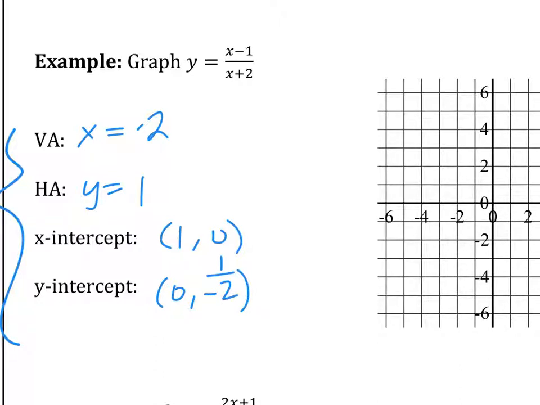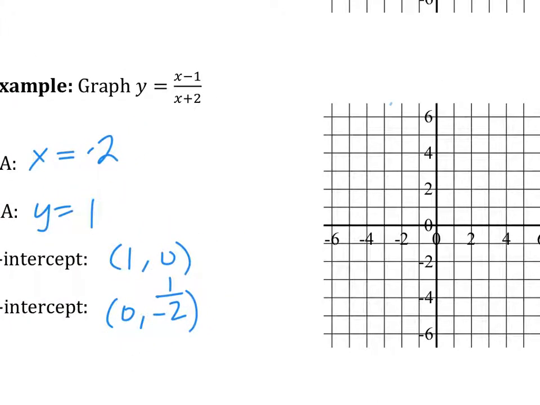All right, so what we're gonna do now is just graph all those things on the graph first. So 4 things. Vertical asymptote is at -2. Horizontal asymptote is at 1. And we have 2 points, 1, 0, and 0, -1/2. Okay, so at least get those 4 things on there. The 2 asymptotes and 2 points.